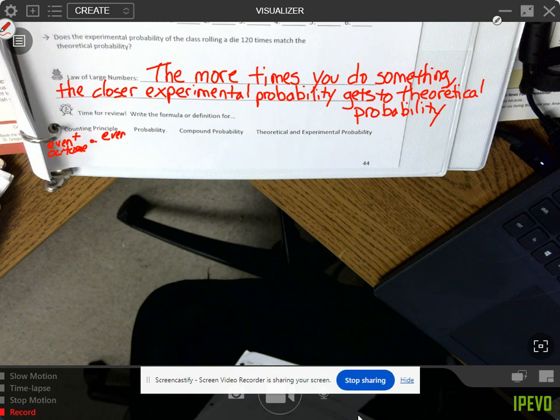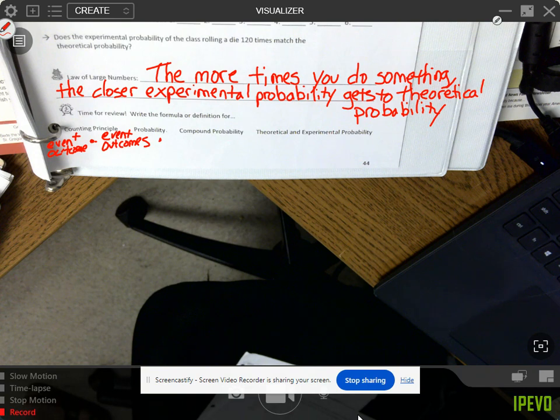So you need to figure out what your events are, and you need to multiply each event's outcome together. So if you have 3 events, you're multiplying those 3 outcomes together. Okay, that's the counting principle.